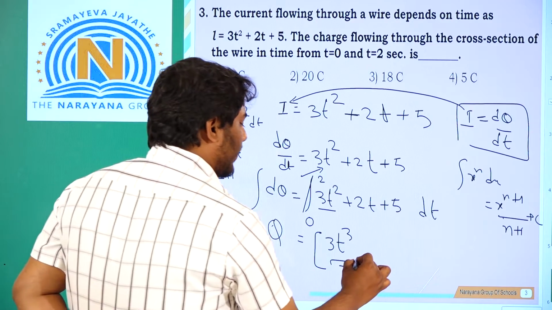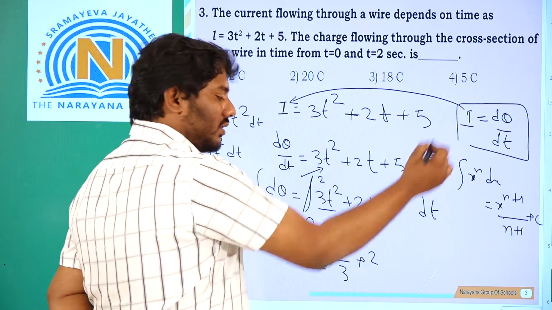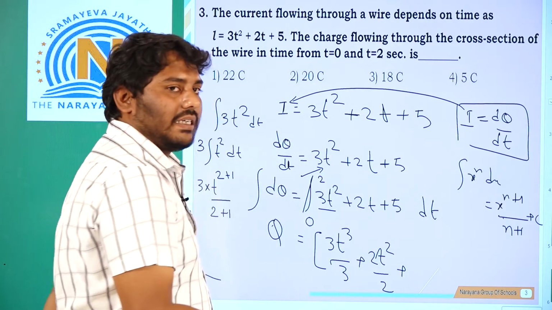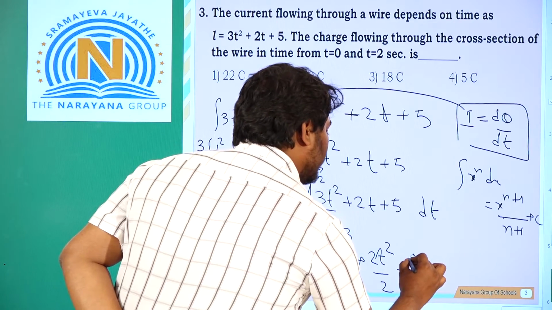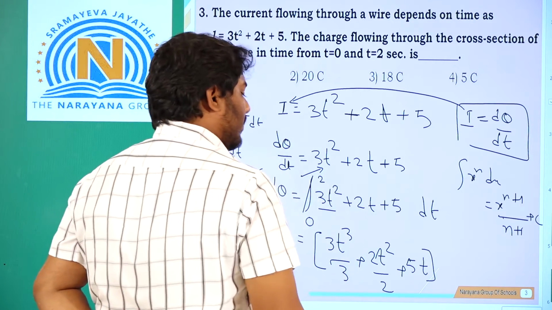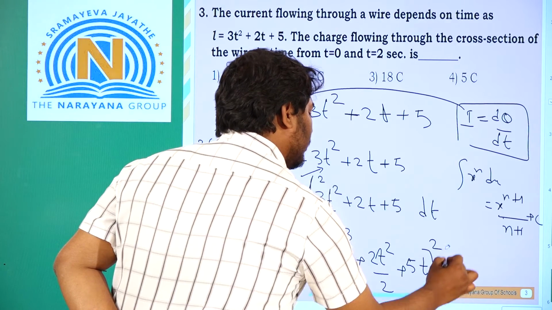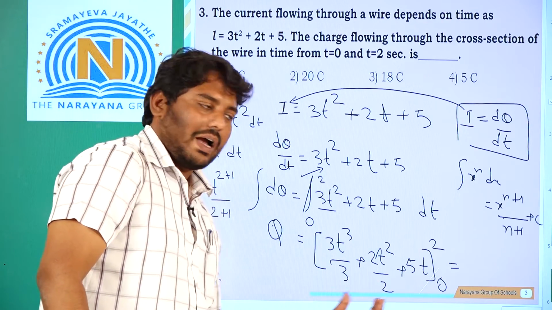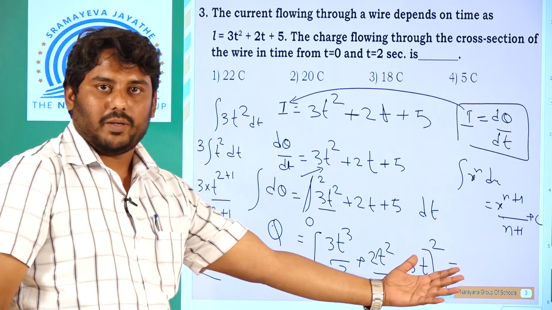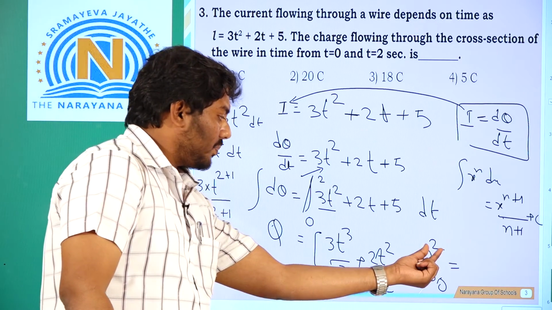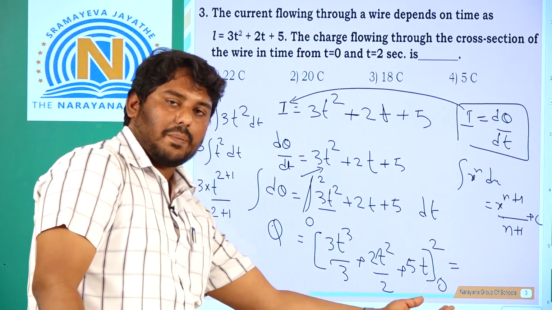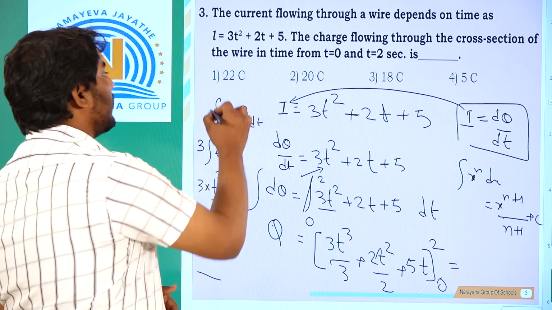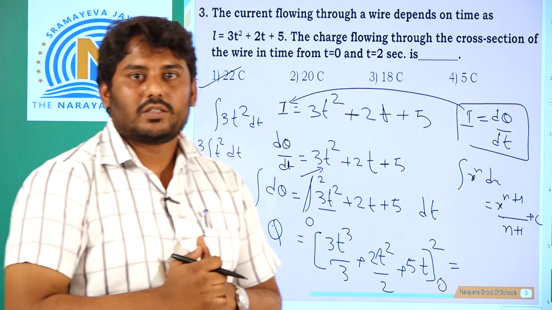Similarly, I will be left with 2 into t power 2 by 2, plus constant. The integral of a constant is simply 5t. So what are the limits? 0 and 2. After applying the limits, simply substitute these limit values, 2 as well as 0, separately, then subtract them. It is completely math. Apply 2 into this, then apply 0 into this. You will be left with 2 values which you need to subtract. Finally the answer comes out to be 22 coulombs. So this is it. Thank you.